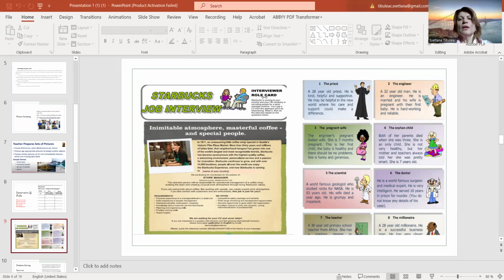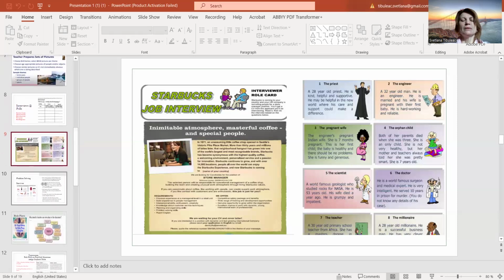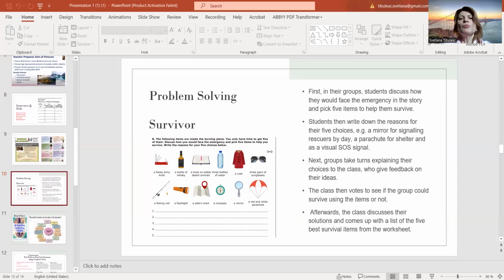So, offering them roles, role cards, and playing a role, yes, of the priest, of the engineer, the orphan child, the scientist, the doctor, and interviewing each other, asking and giving questions. Another might be problem solving or a survivor.